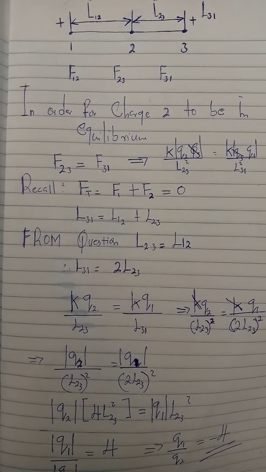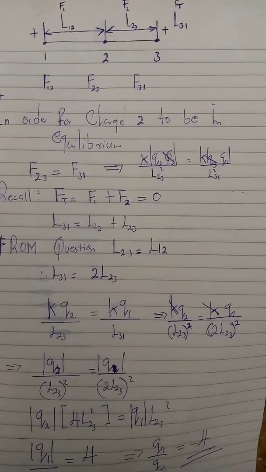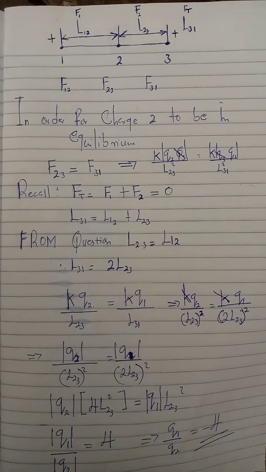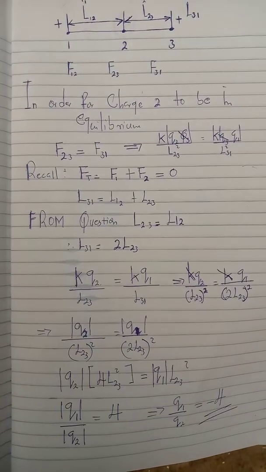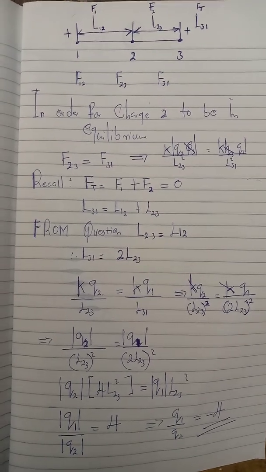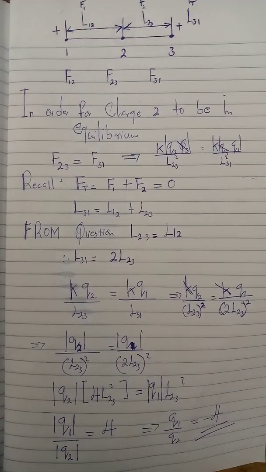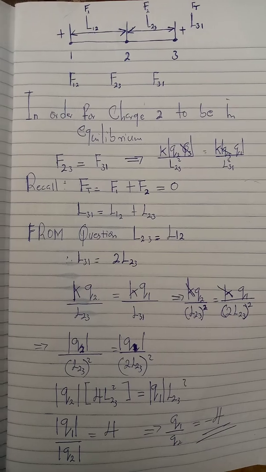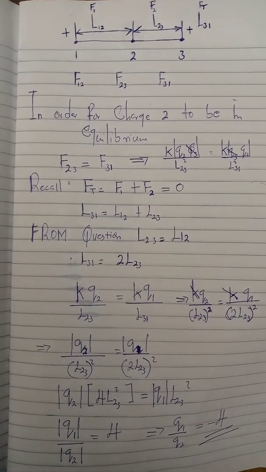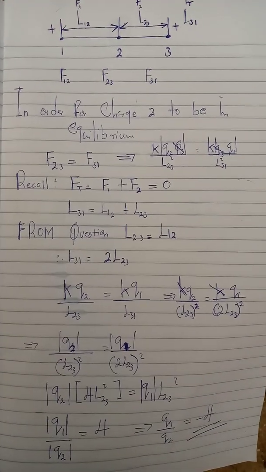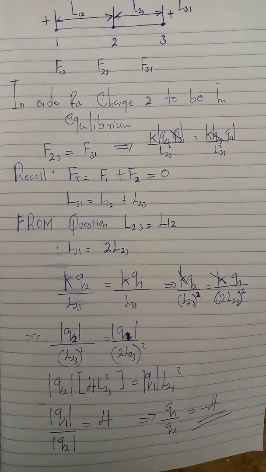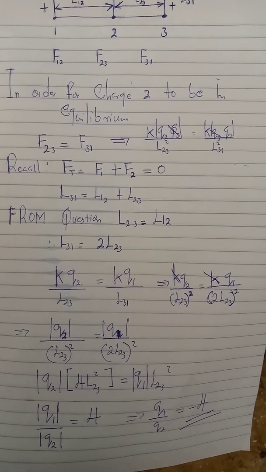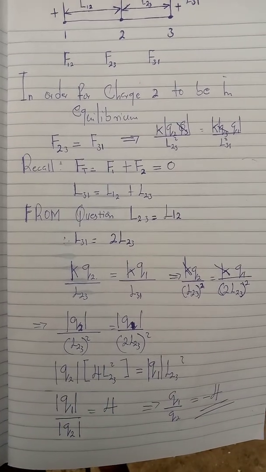And if you remember from Coulomb's law, the force is Q over R squared, but in this case we are using L. You understand? So the distance apart will be L2 of 3 and L3 of 1. And from the total force, we have the total force to be F1 plus F2 equals 0, and you know your total force is representing L3 of 1.